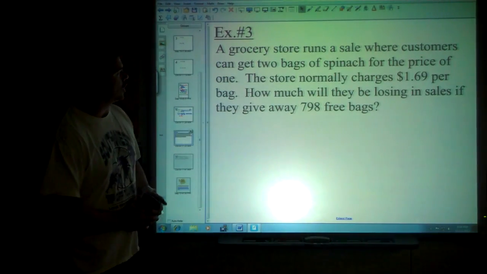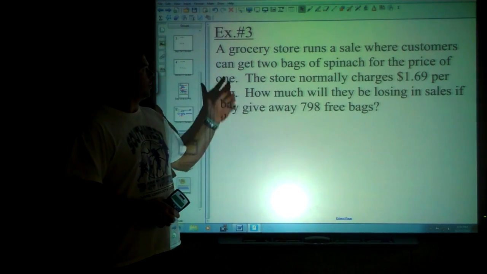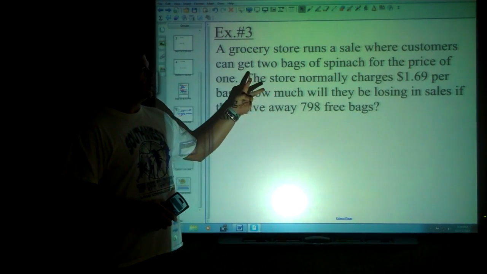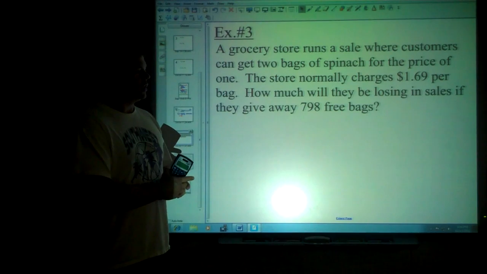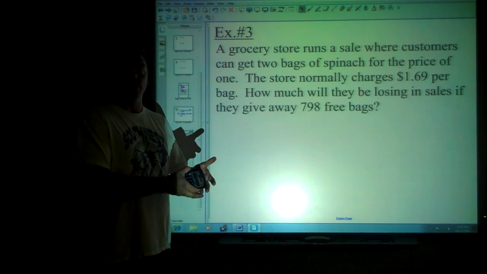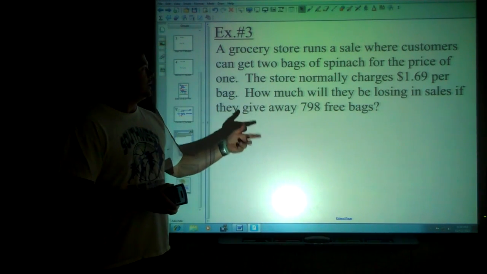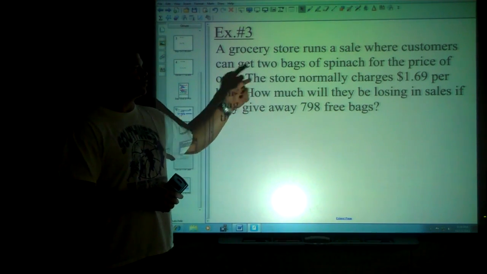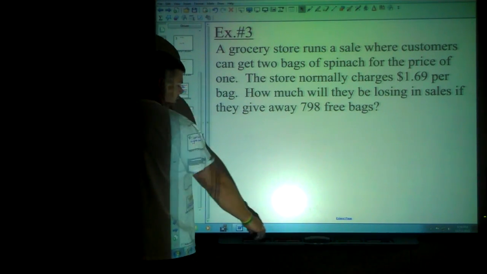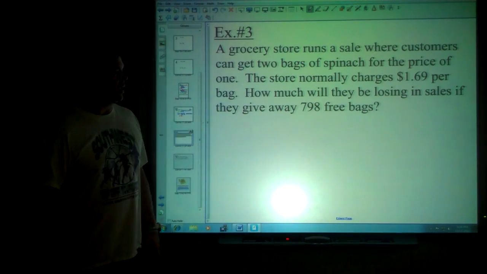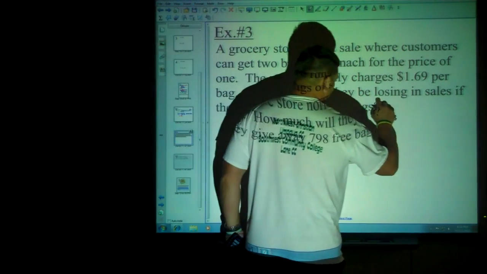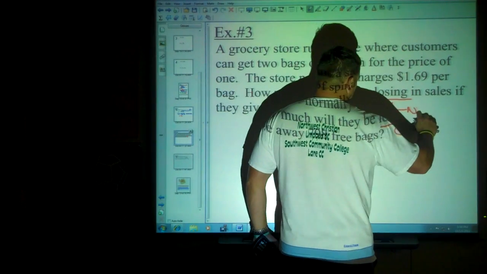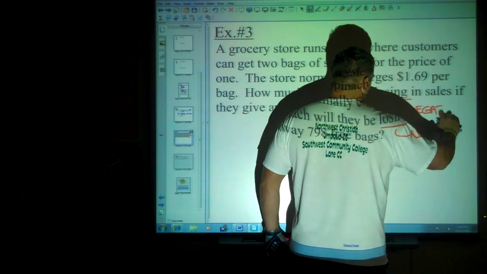A story problem involving a grocery store that runs a sale where customers can get 2 bags of spinach for the price of 1 bag of spinach. In other words, they're still selling the regular bag of spinach, but they're giving a free one away. The store normally charges $1.69 per bag. How much will they be losing in sales if they give away 798 free bags? Now remember, losing is like negative money.